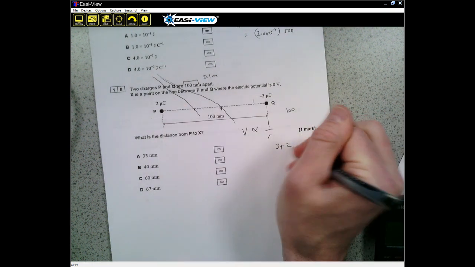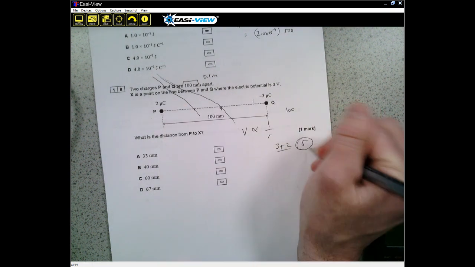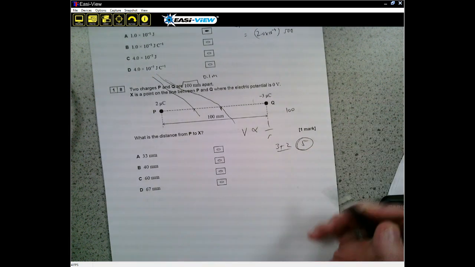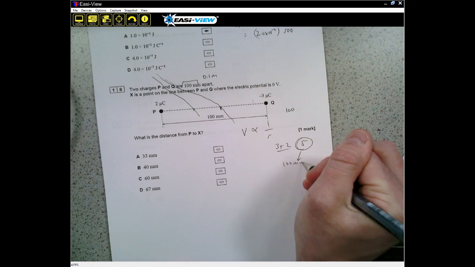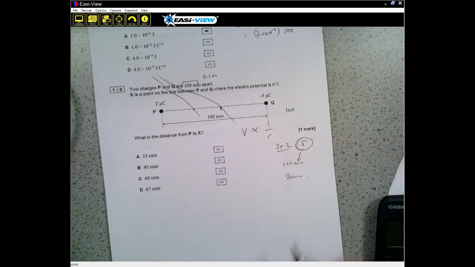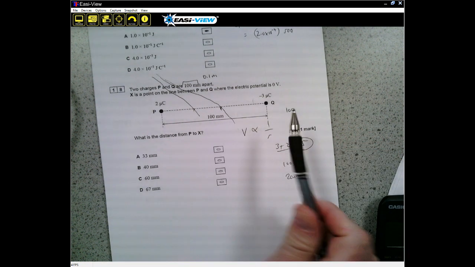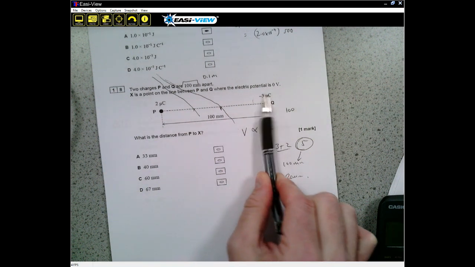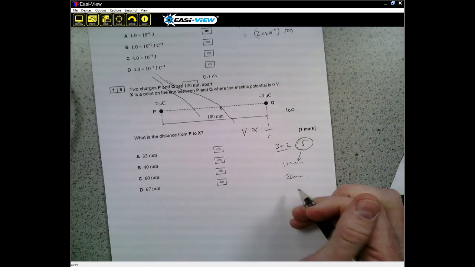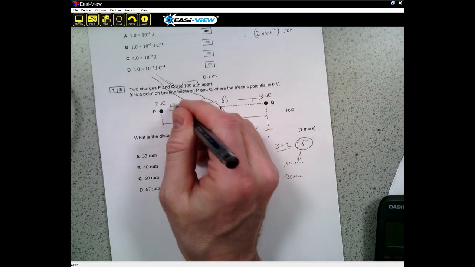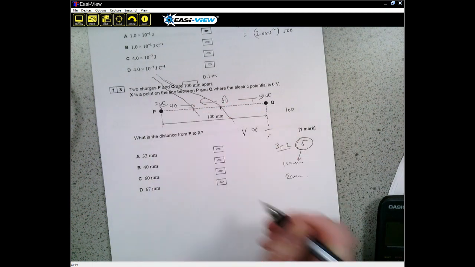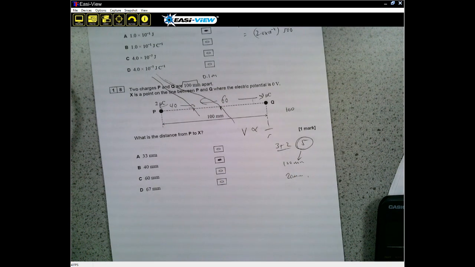So 3 plus 2 gets me into a proportion of 5. So how do we split that 5? Each section of the 100 millimeters ends up being 20 millimeters, and it needs to be 3 on one side and 2 on the other in terms of the magnitude. So this has got to be 3 times 20 millimeters, and this has got to be 2 times 20 millimeters. So you end up with B being 40 millimeters.